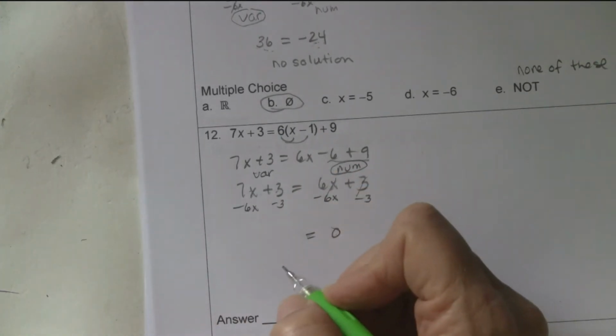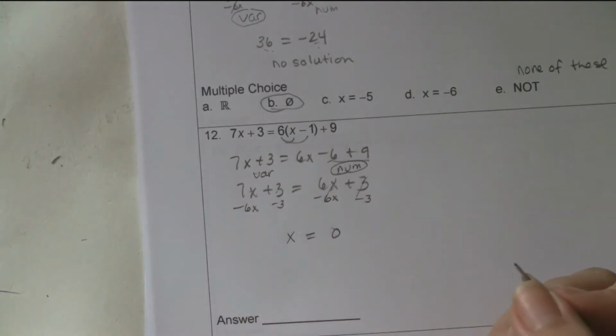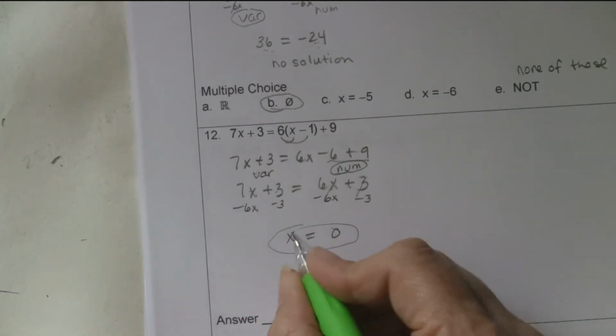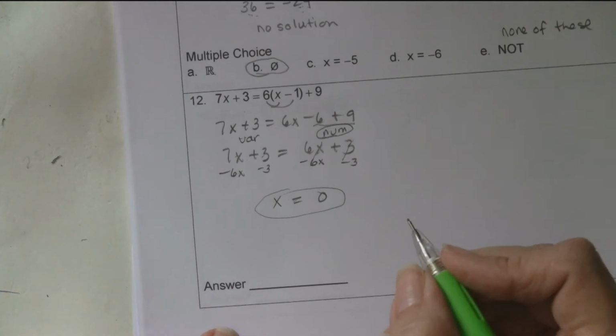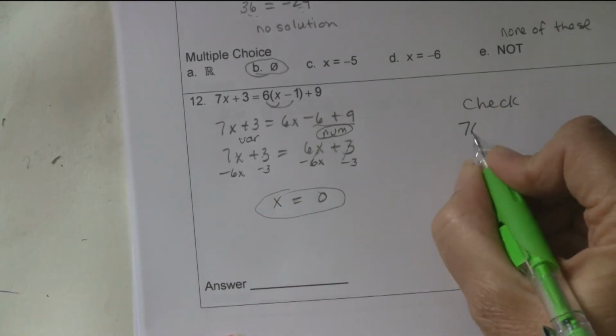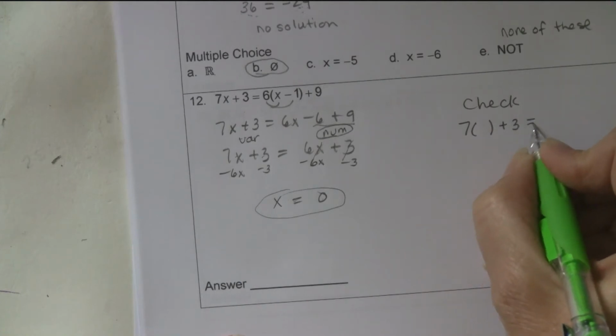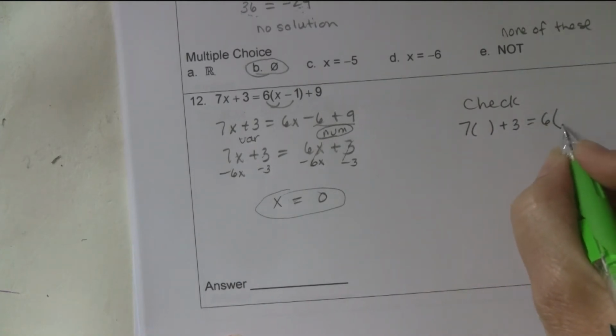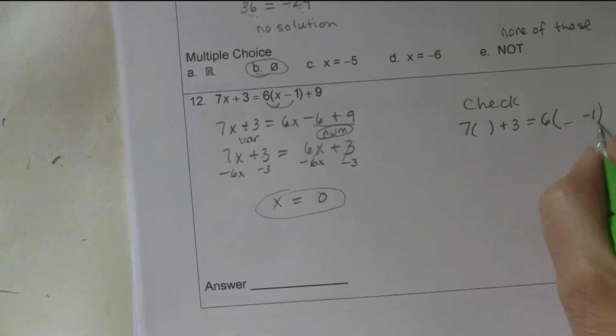7x take away 6x is x, 1x. X is 0. Nothing wrong with 0. 0 is one of my favorite numbers. So I'm going to check that. 7 times the what plus 3 equals 6 times, and then I'm going to put my what right here, minus 1, plus 9.